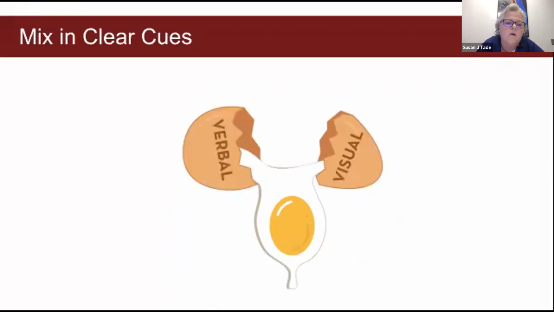The next thing we want you to do is mix in some clear cues, okay? We discussed this dual channel in their sensory memory. With pictures and spoken words, the information is processed through two channels, allowing for more efficient processing. Pictures and printed words are processed through only a single channel. So verbal and visual combined together enhance learning.